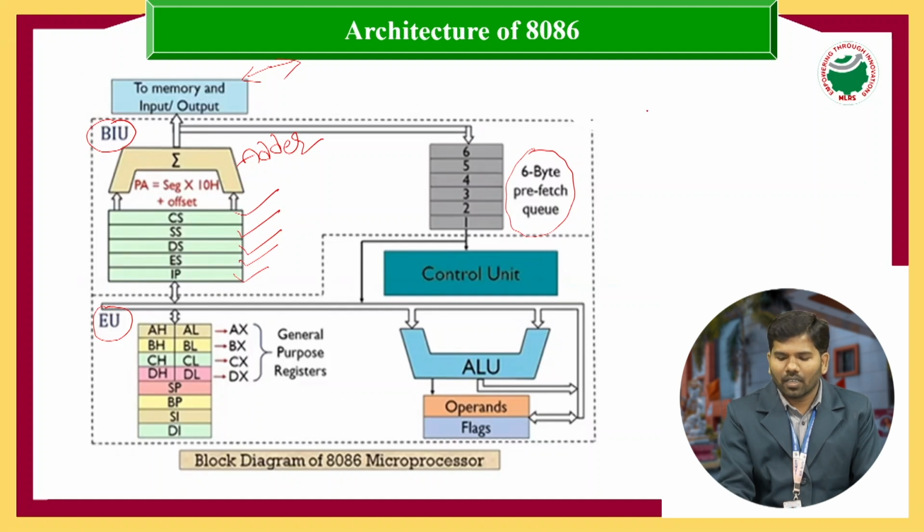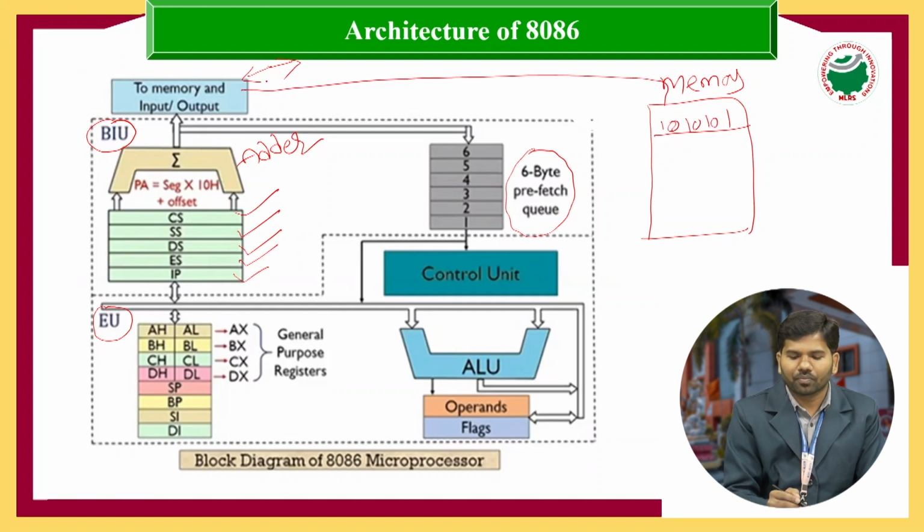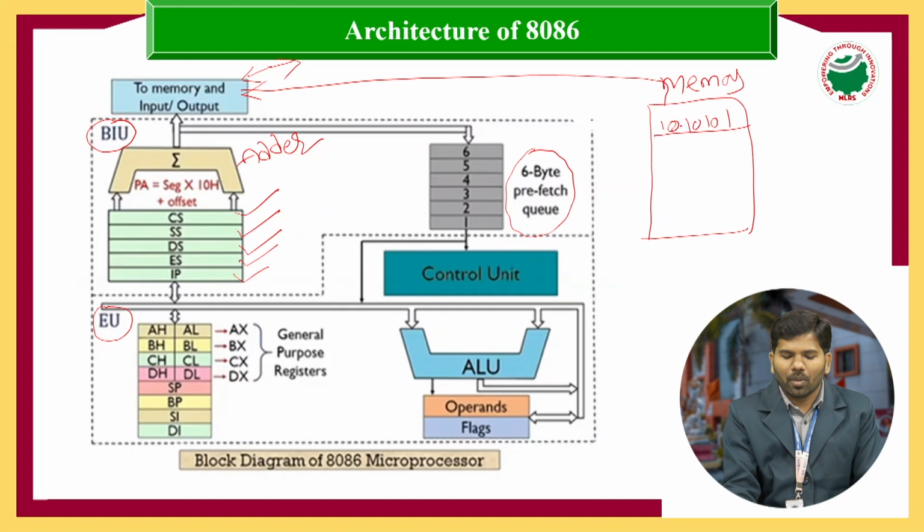For example, here I have a memory location. This is the memory. In a particular memory location I have my instruction, something like 10010. This memory is interfaced to the microprocessor, right? So the bus interface unit will fetch the instruction from the memory by generating a physical address. So what is the physical address?